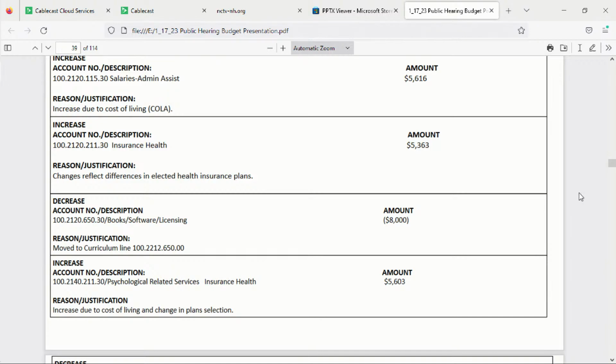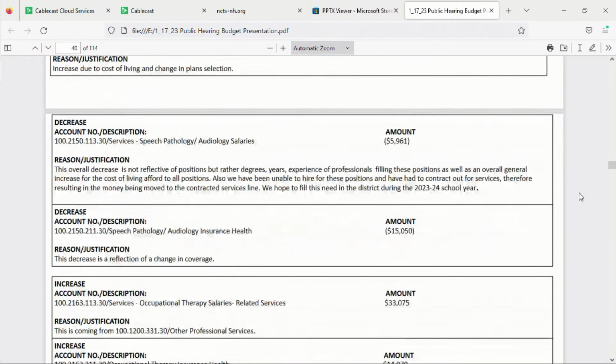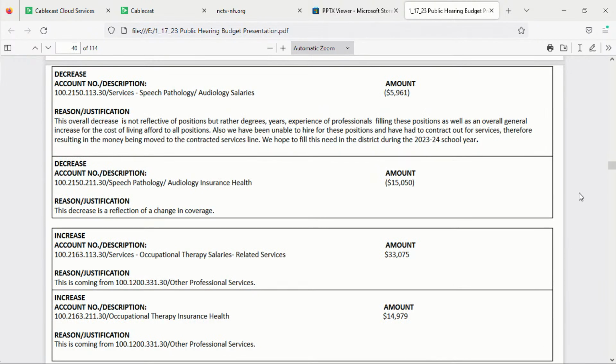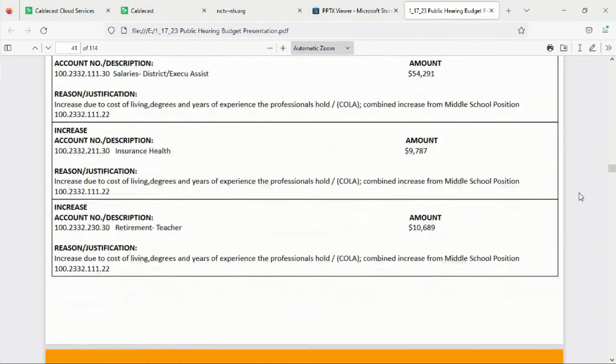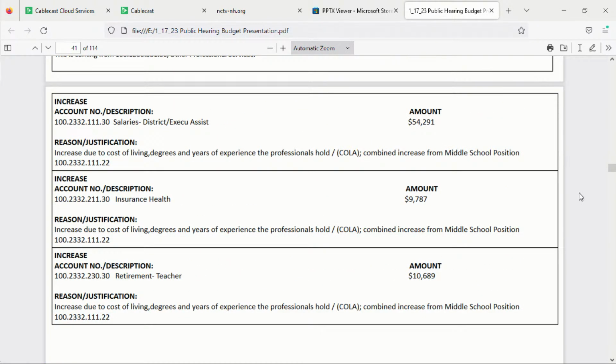Speech pathology is an overall decrease, which is not reflective of positions, but rather degrees. Same with the health insurance. Occupational therapy, you have an increase there, and again, this is coming from a different line, other professional services. Occupational therapy health is an increase, but again, it's coming from a different line. Salaries for the executive assistant, so that is an increase due to cost of living. Insurance is another increase due to cost of living, degrees, and years of experience, and then the teacher retirement.